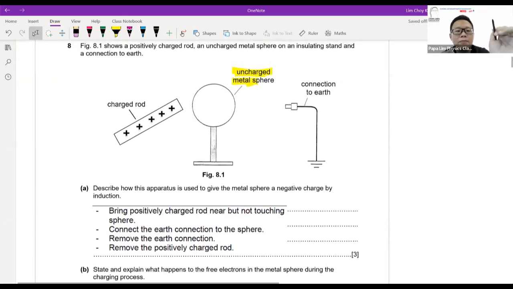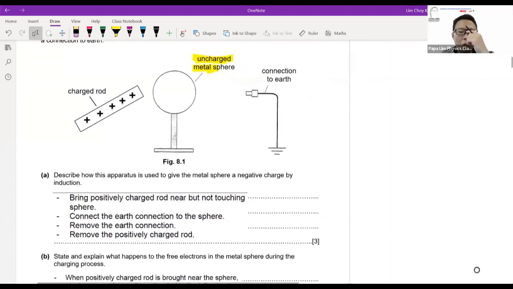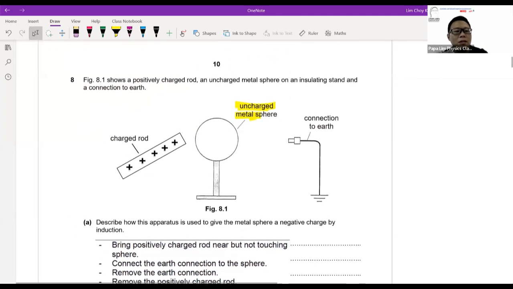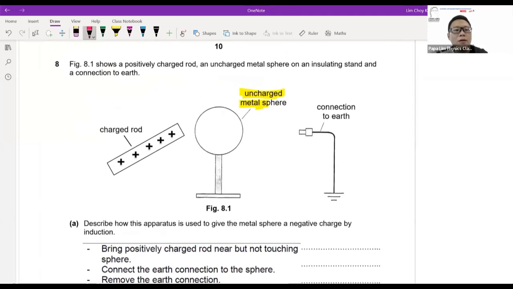Now, for part A, the important thing is the sequence. When do you bring the rod near, when do you earth the sphere, when do you remove the rod, and when do you remove the earth wire? The sequence is important. For question 8A, the first step is to bring the positive charge nearer to it, but you do not touch.